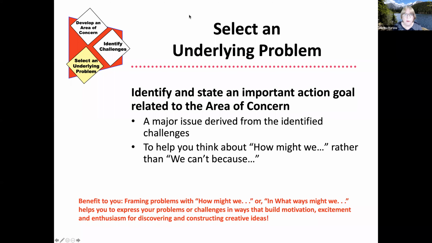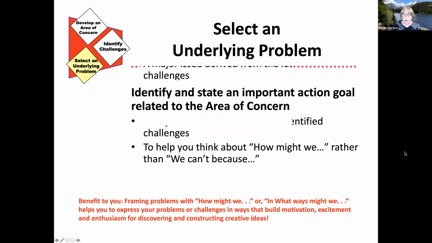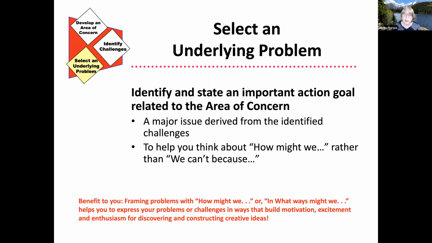Okay, we will move on to thinking tools that you can use when you're working on your underlying problem. Occasionally there are community problem solving teams and individuals that aren't as familiar with this step as global issues problem solving kids are. So it's one that you can sometimes need some help with. You're looking for a major issue coming out of your challenges, and you're trying to think of how might we, and the action goal, what do you want to accomplish? Instead of saying, oh, we can't do this because.